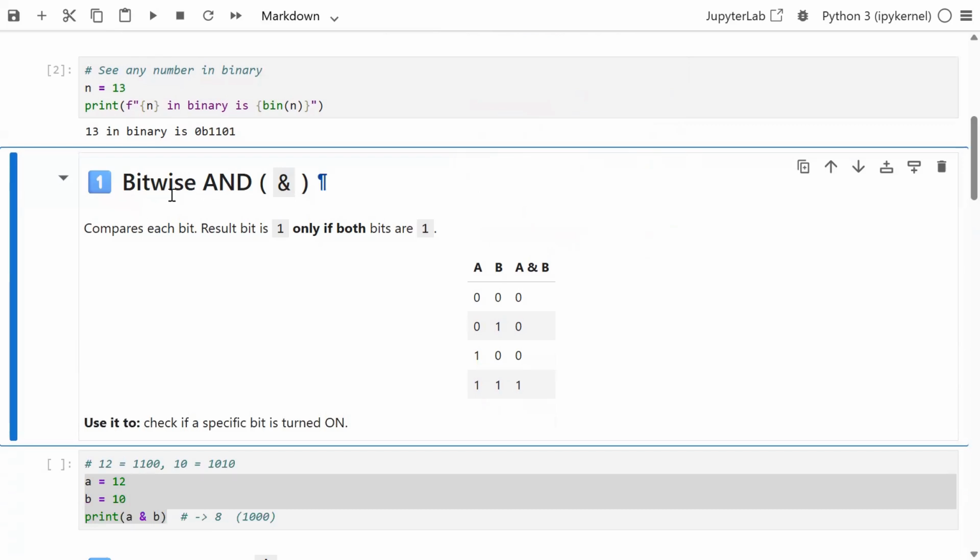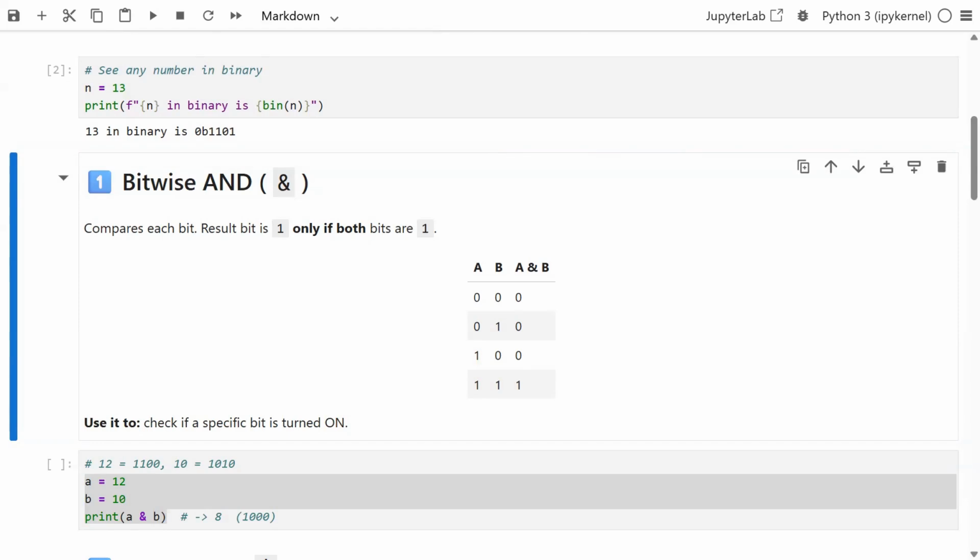So what is the logic? How does bitwise and work? Bitwise and operator works on two conditions. If the first bit and the second bit both are 1, then it will generate 1, otherwise 0. Here both are not 1, therefore they are 0.